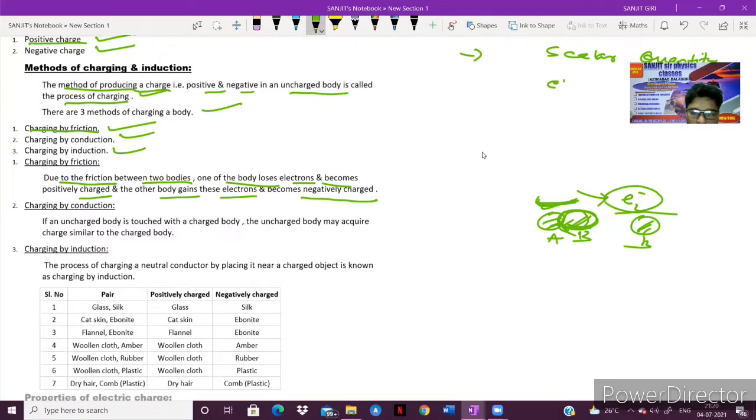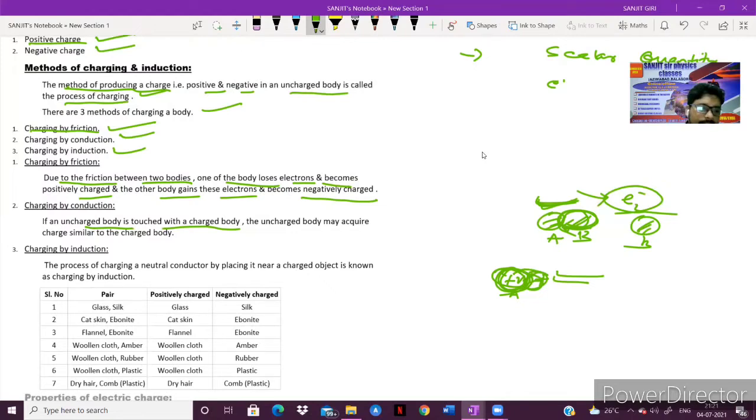Then the next method is known as charging by conduction. If an uncharged body, a body having no charge, is touched with a charged body, then the uncharged body acquires a similar charge. That means if the charged body has positive charge, then the uncharged body also acquires positive charge. This is due to the process of charging by conduction.